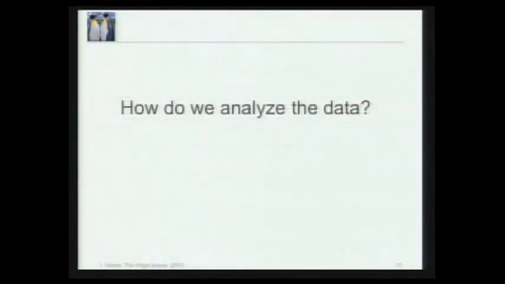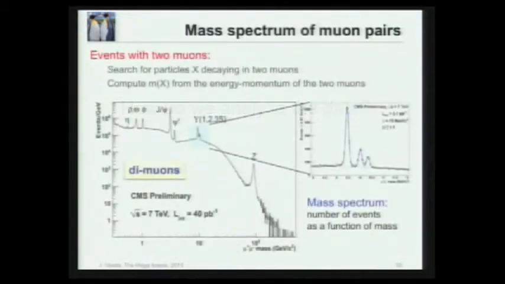Now, how do we analyze the data? I'll give you an example. It's really simple. I'm looking for events, for collisions, where two muons are produced, a pair of muons. So I'm searching for a particle X that decays into two muons. The particle X is produced in the collision. This particle X has a very short lifetime. It decays into muons, and it is the muons that traverse the detector. The muons have a long lifetime. They have time to traverse the detector and to be measured.